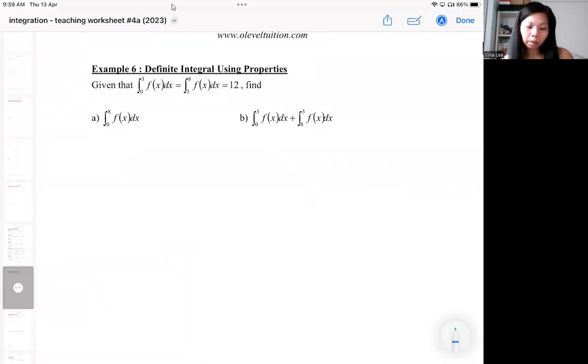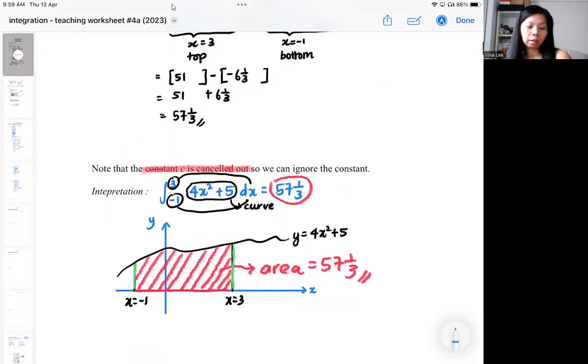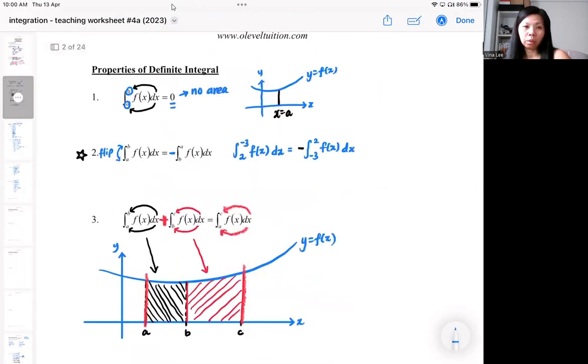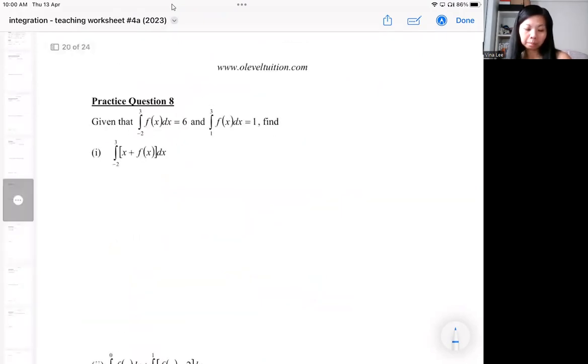In this example, we are going to be doing definite integrals using properties. That means we will not be using any of the integration formulas. The properties that I'm talking about go back to page 1, the interpretation, and also page 2. So in example 6, I'll be doing integration using the properties.